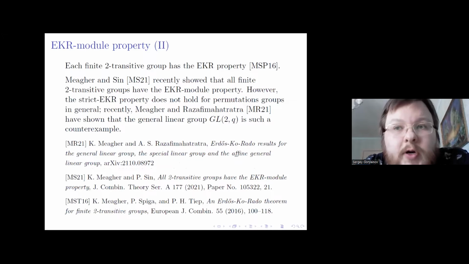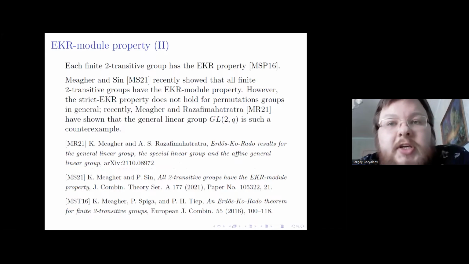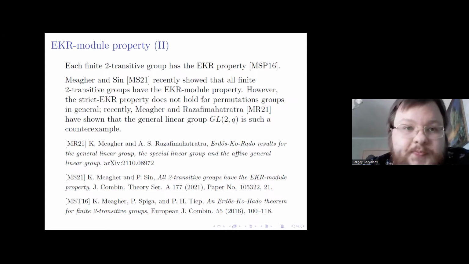Each finite two-transitive group has the EKR property, which was proved by Meagher, Spiga, and Tiep. Meagher and Sin recently showed that all finite two-transitive groups have the EKR module property. However, the strict EKR property does not hold for permutation groups in general. Recently, Meagher and Razafimahatratra have shown that the general linear group GL(2,q) is such a counterexample.